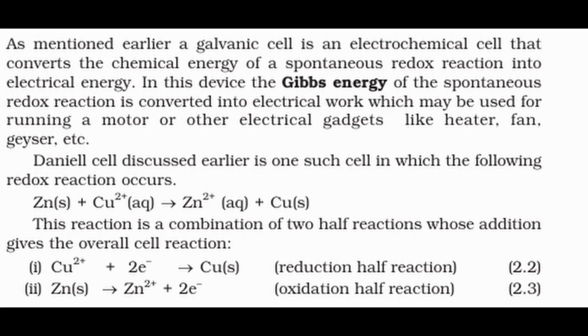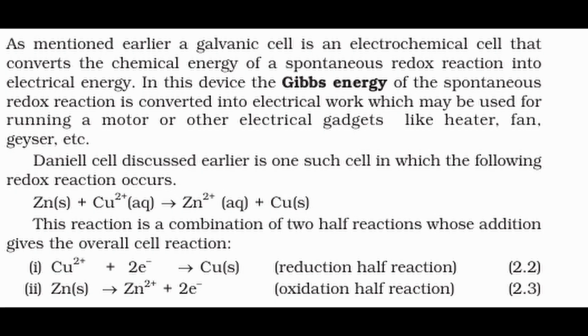In this cell, zinc metal reacts with copper ions in solution to form zinc ions and copper metal. This overall reaction is actually a combination of two half reactions. At one electrode, copper ions gain electrons and get reduced to copper metal. At the other electrode, zinc metal loses electrons and gets oxidized to zinc ions.